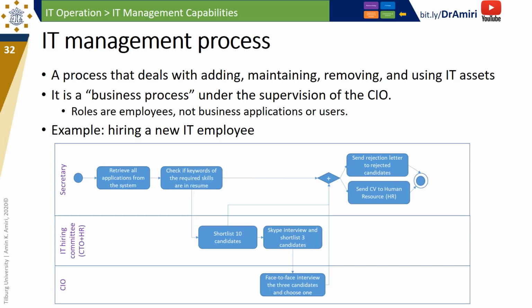The roles are employees, not business applications or users. Some business applications can be used to perform these IT management processes, but employees are also used to perform the tasks. An example is hiring a new IT employee. As you can see here, the secretary, the CTO, someone from human resources, and the CIO are involved in hiring a new IT employee. So it's not an IT process, but it's an IT management process.